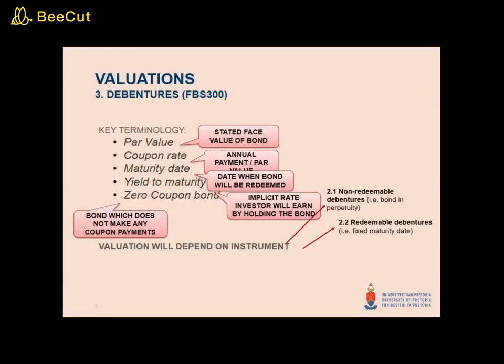If we're looking at debentures, a couple of key terminologies that, again, similarly to preference shares, impact on the value: par value, coupon, the yield to maturity, zero coupon bond, maturity dates. All of these aspects need to be taken into account. And the valuation will once again depend on the instruments. Is it going to be a non-redeemable, in other words, a bond that's held into perpetuity, or is it a redeemable instrument, present value of our future cash flows?